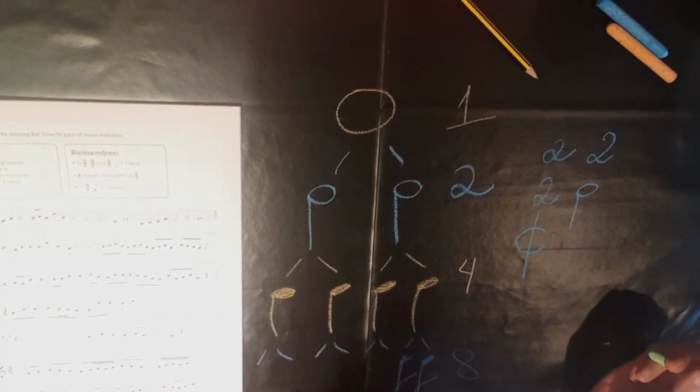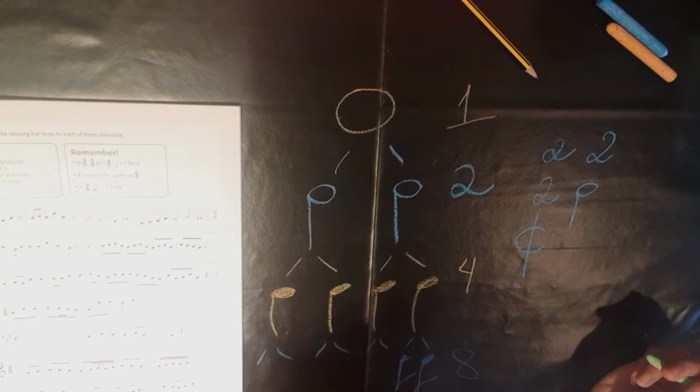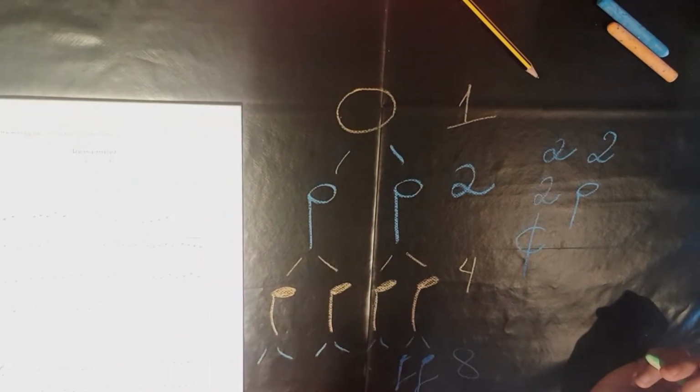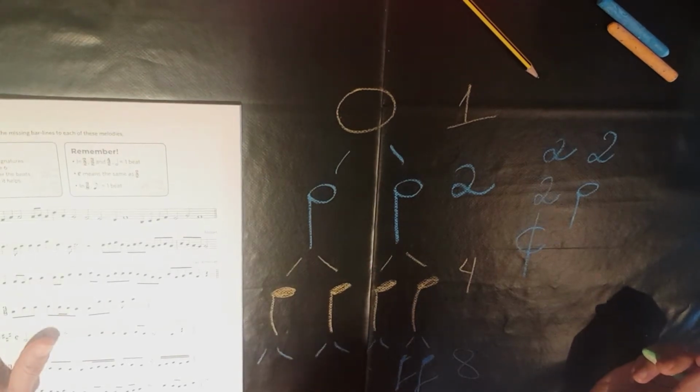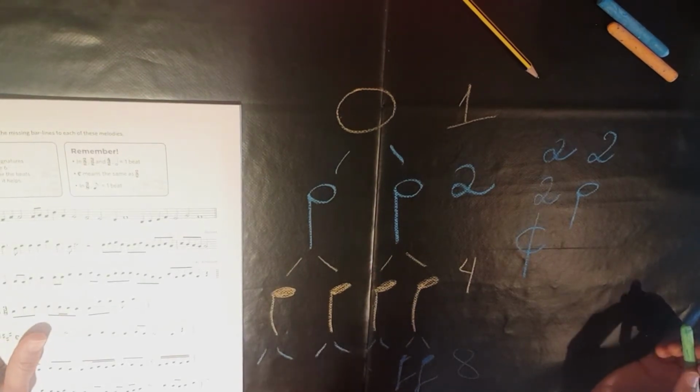Continuing our chapter 2 from our grade 2 ABRSM music theory book. Okay, today we're going to talk about a time signature with a quaver beat.